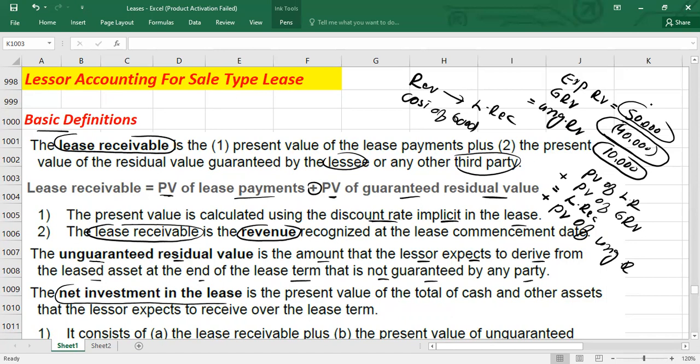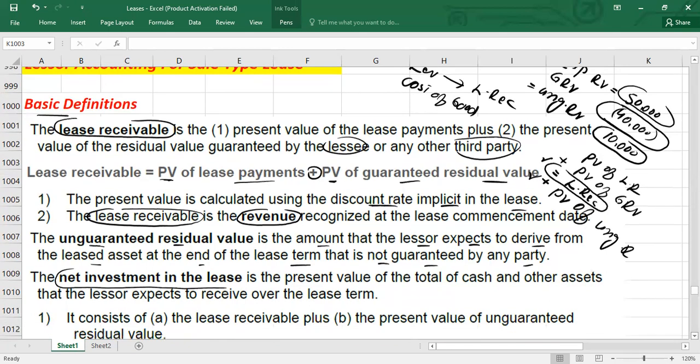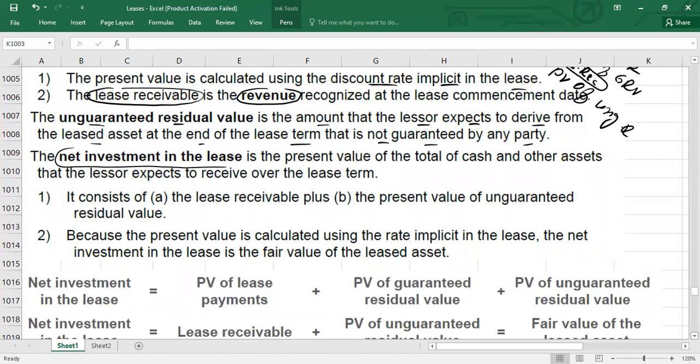But when you want to record revenue, revenue should be recorded up to the lease receivables, up to this value. But when you want to record net investment, it should include lease receivables plus the present value of the unguaranteed residual value. Now, guys, you should remember this point also. The present value is calculated using the rate implicit in the lease, and the net investment in the lease is the fair value of the leased asset.